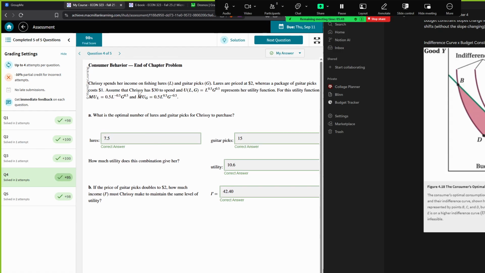Question 4. Income on fishing units. There's a price of 2. Okay, so optimal number. So you can see here that she values each of them the same, right? So L is raised to the same exponent as G, and this is lures and this is guitar picks, right? So we want to spend the same amount of money at each point, okay?